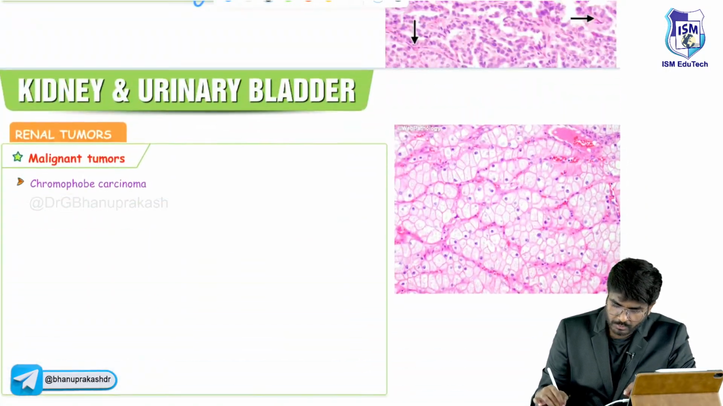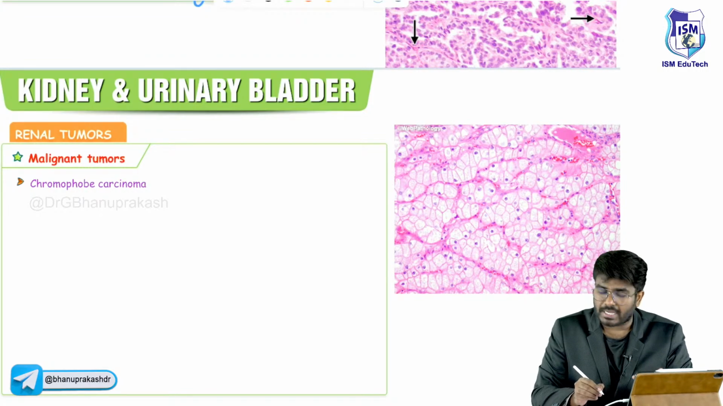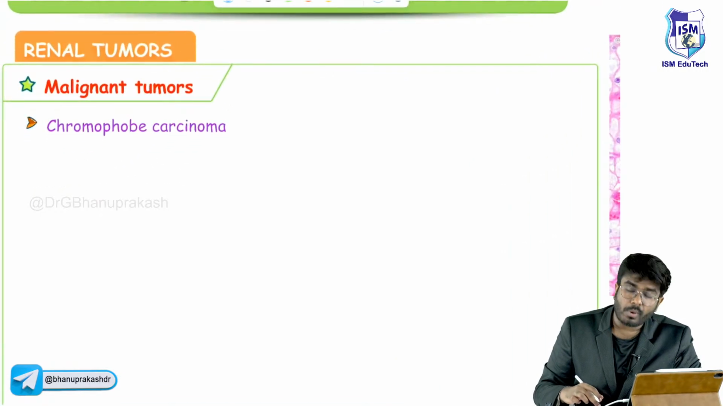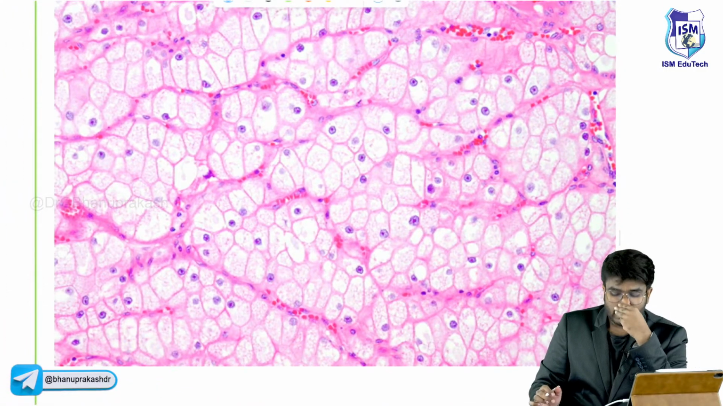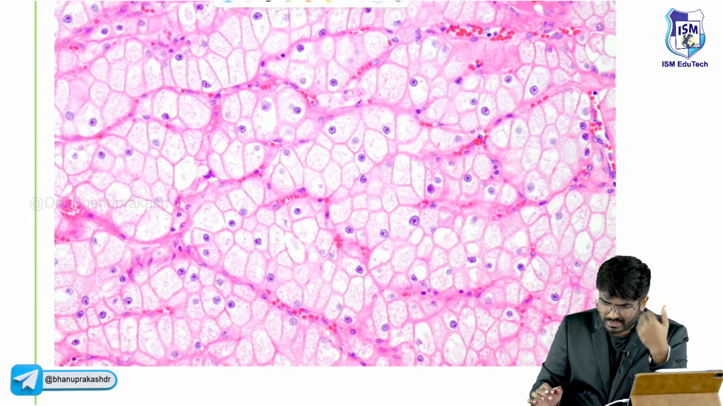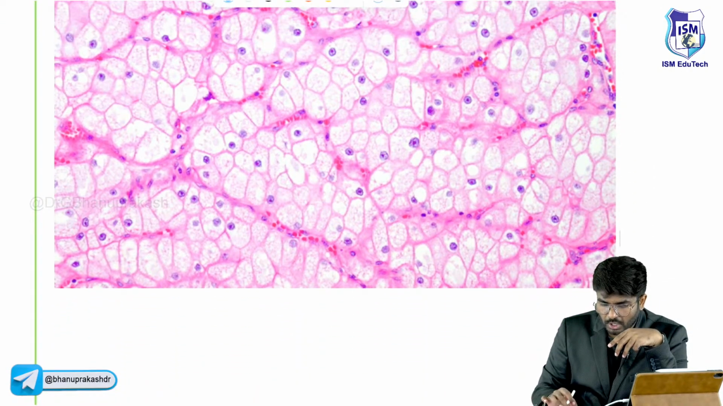The next type of malignant tumor. Okay, clear cell completed, papillary cell completed. The next type is called chromophobe carcinoma, the chromophobe variant. Look at the cells. Now, some of the students will get confused: sir, it's also looking like clear cells. Okay, there are no papilla, but it's also looking like clear cells. See, these are not clear cells, sir.